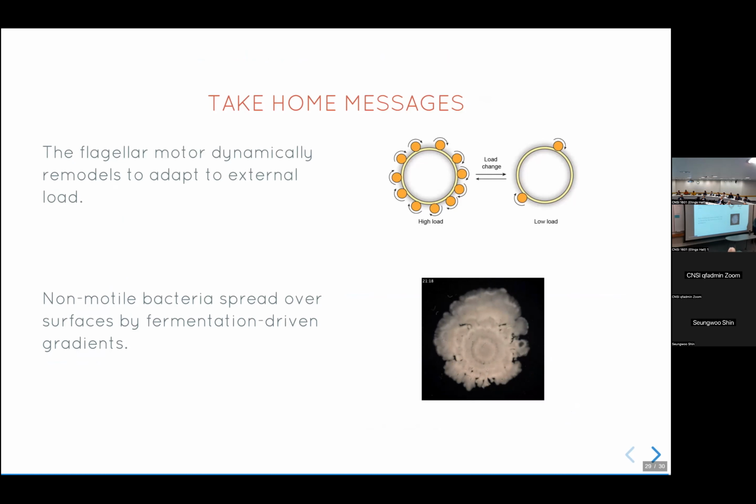Let's see if we can Zoom connect. Yes, there's the Zoom. They have it.